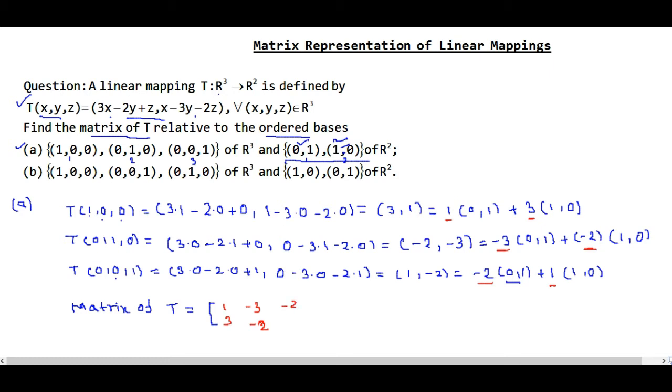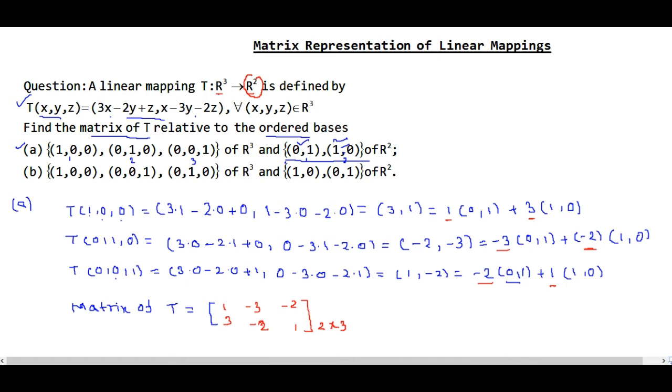And here in the combination we have minus 2 and 1. So the third column of the matrix will be minus 2 and 1. Remember that when it's a transformation of vectors of R3 to vectors of R2, the matrix will be a 2 by 3 matrix.